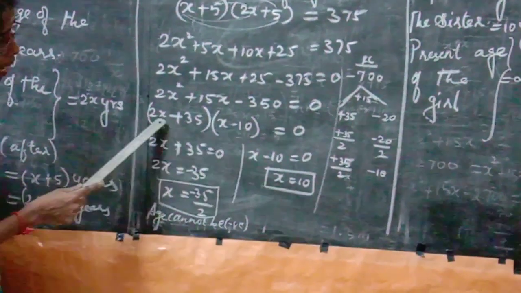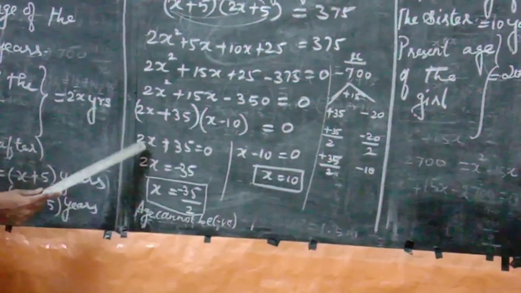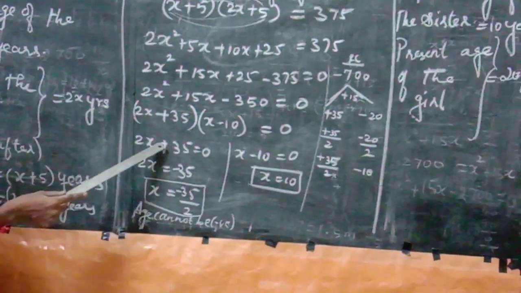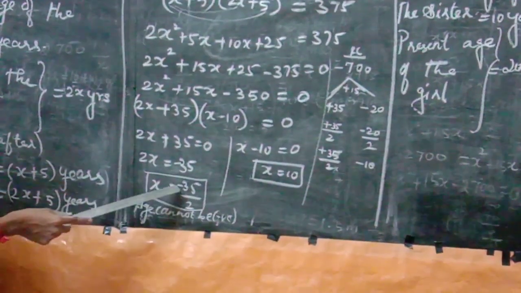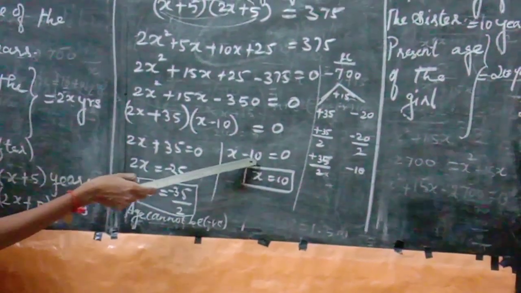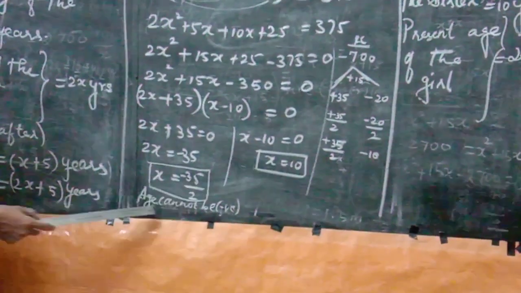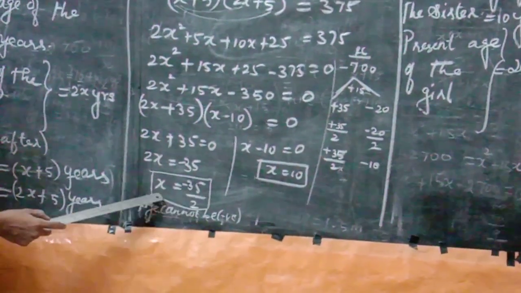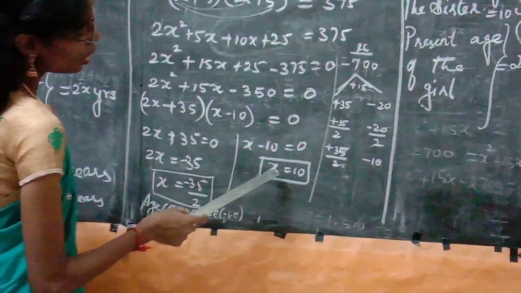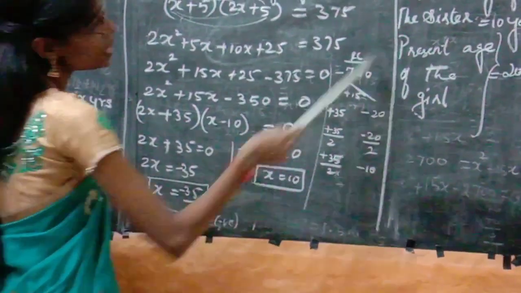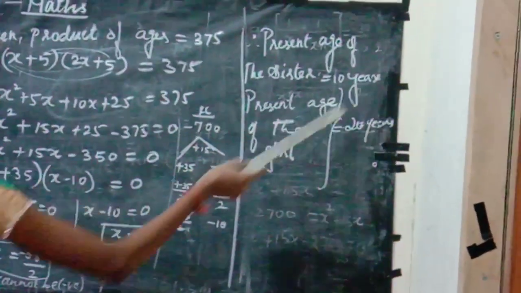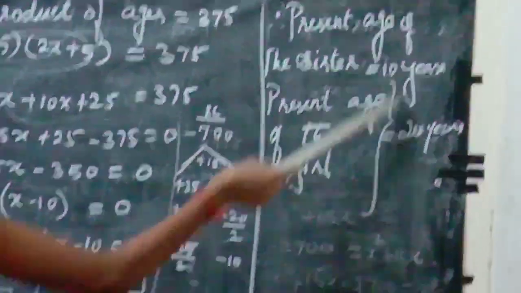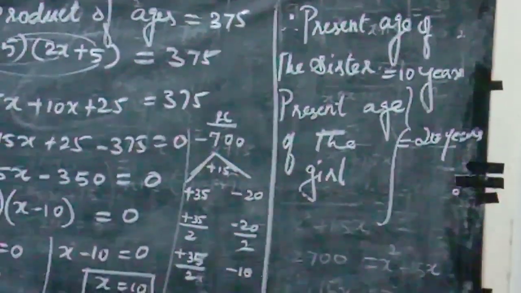Equate each linear factor to 0. 2x plus 35 is equal to 0, 2x is equal to minus 35, x is equal to minus 35 divided by 2. x minus 10 is equal to 0, x is equal to 10. Here, this age cannot be negative, so you won't write this. x is equal to 10. Present age of the sister is equal to 10 years. Present age of the girl, 2 into 10, 20 years.